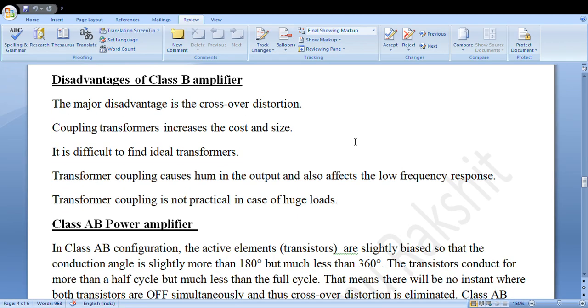It is also a problem to find ideal transformers for Class B amplifiers, because the transformer coupling which is required for Class B amplifiers produces another problem, that is the humming noise in the output, and that humming noise also affects the frequency response of the Class B transformer in the lower frequency range. And so this transformer coupling is not practical for huge loads.